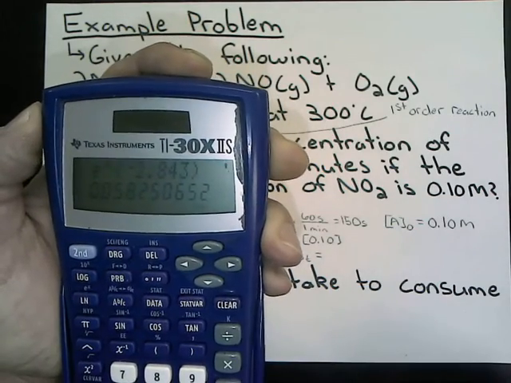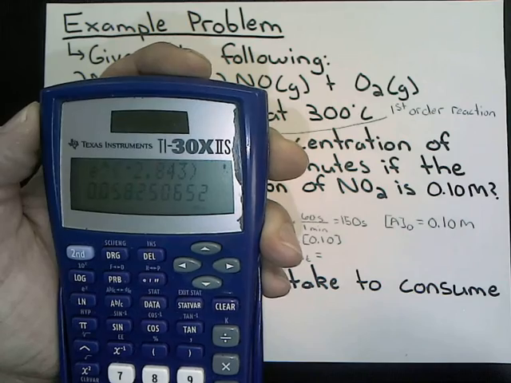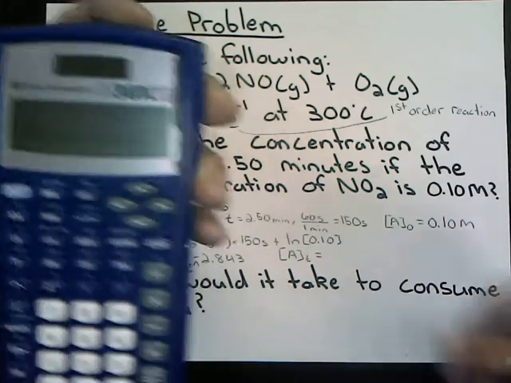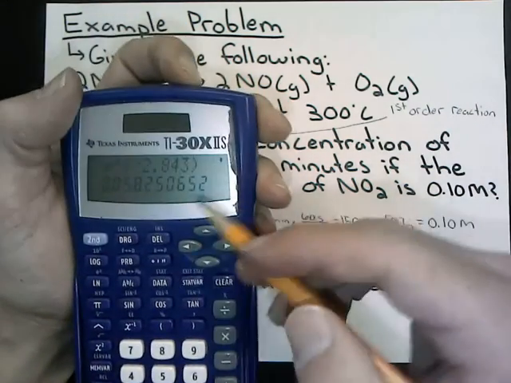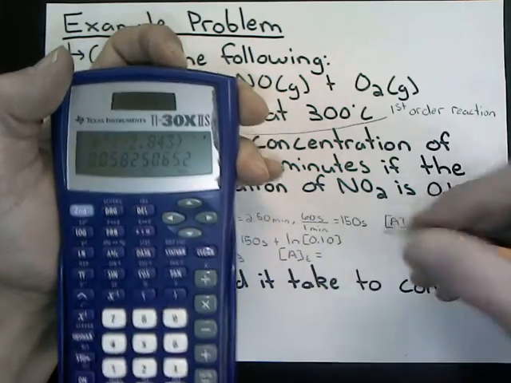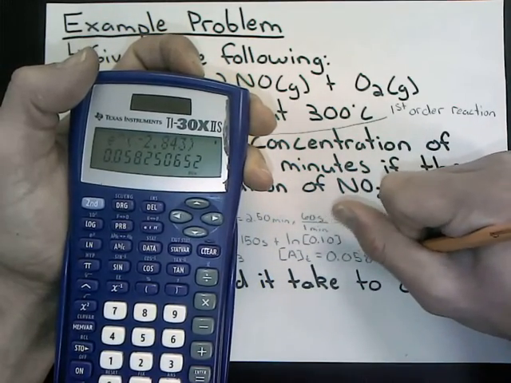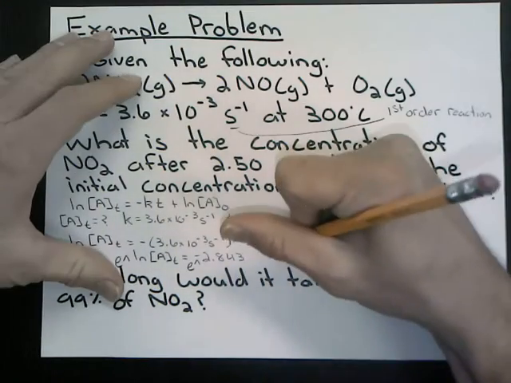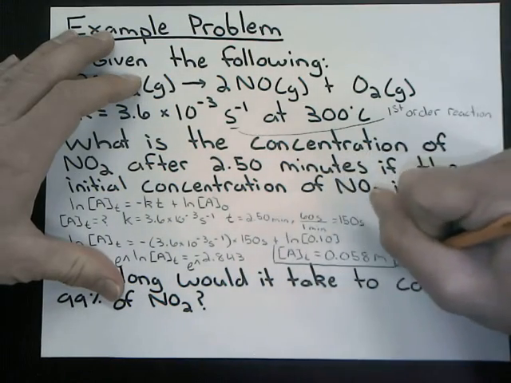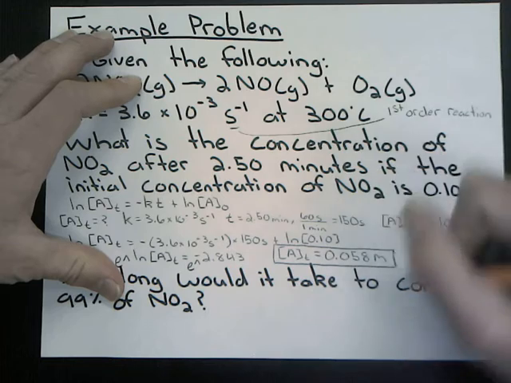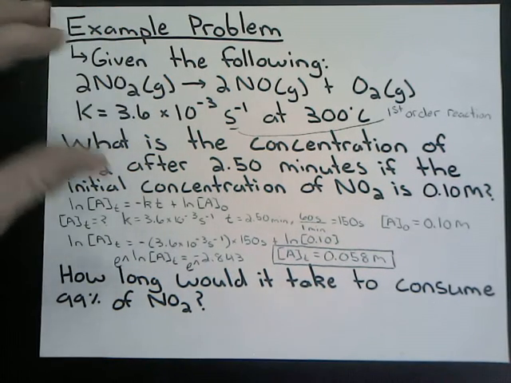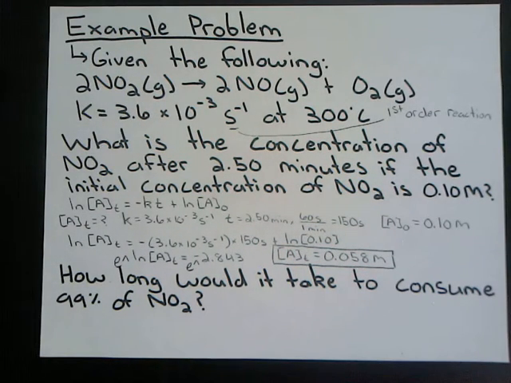We get a concentration of 0.0583. We could actually round that to two significant digits. So we get a value of 0.058 molar for our concentration. So after 2.5 minutes, only 0.058 molar remains.